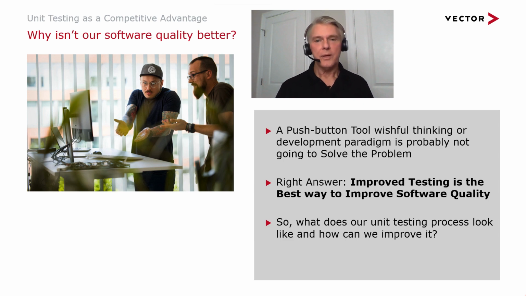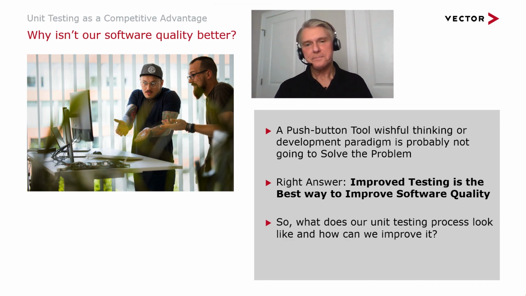But the right answer really to that question is that it's through improved testing that we achieve improvements in our software quality. So it's by testing that we actually can measure the things that are in our software and measure against the key performance indicators that we have for our software and really prove out whether the software is meeting our requirements or not. So what does our unit testing process look like and what can we do to improve upon it?